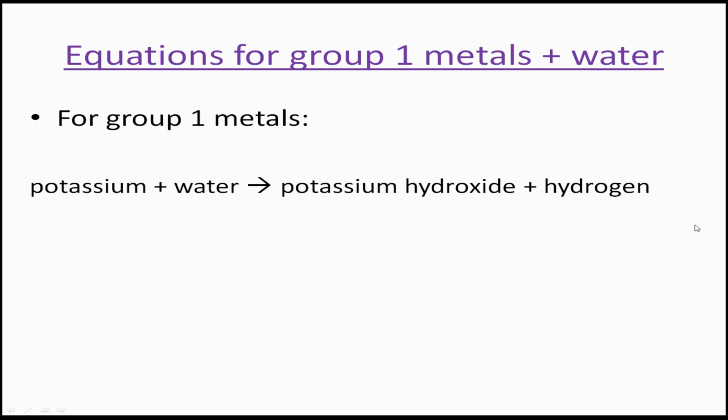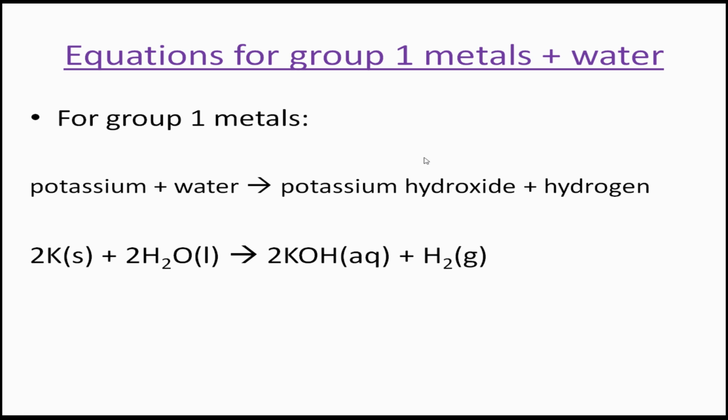You can do this for any metal that reacts with water. It's the same thing here. All you have to do though is swap the potassium in both of these cases for the name of the metal you're looking at. So that might be lithium, it might be sodium, it might be magnesium if you're going for group 2, it might be iron if you're going for a transition metal. And it's exactly the same. Iron plus water makes iron hydroxide plus hydrogen, for example.